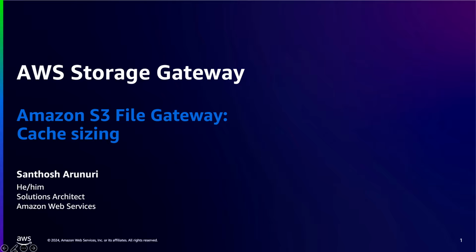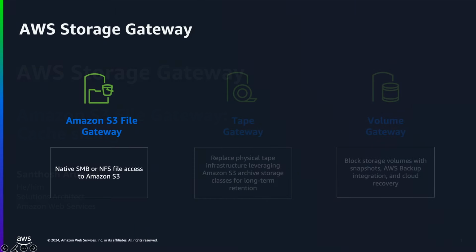In this video, I'll be talking about AWS Storage Gateway, specifically about right-sizing the cache disk in Amazon S3 File Gateway. AWS Storage Gateway is a hybrid cloud storage service that gives you on-premises access to virtually unlimited cloud storage. Storage Gateway service provides different types of gateways, and today, we are going to focus on the S3 File Gateway.